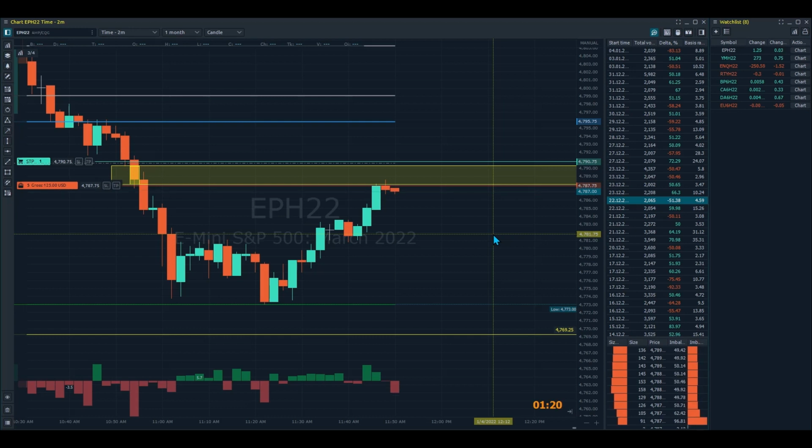Not doing much off of this zone. Just sitting around two ticks or so, not much. Sitting around a point, maybe. Come on, make up your mind. Give me profit or take me out. Don't play games with me. You've got to talk to the market. But we'll see what's going to happen.